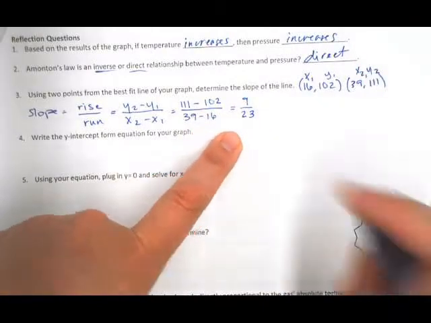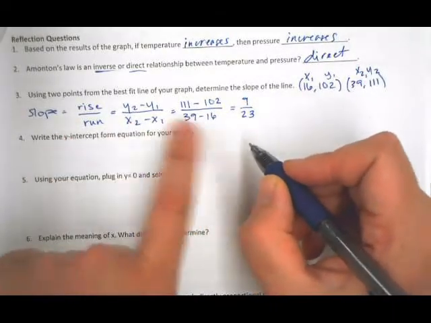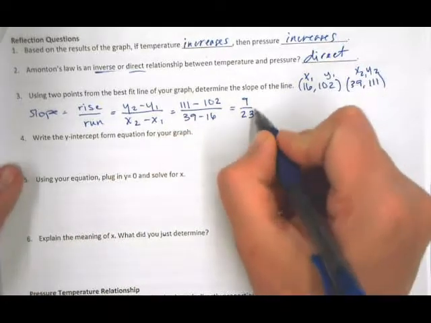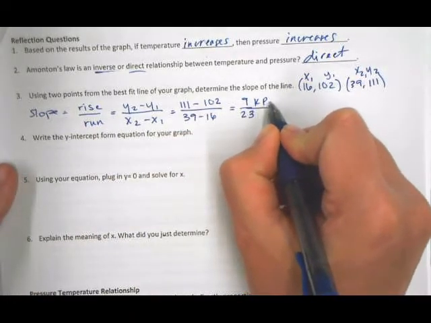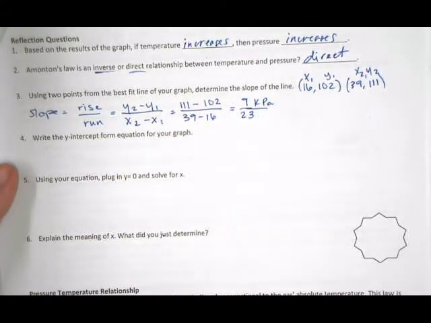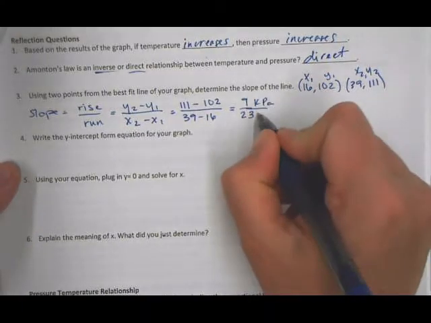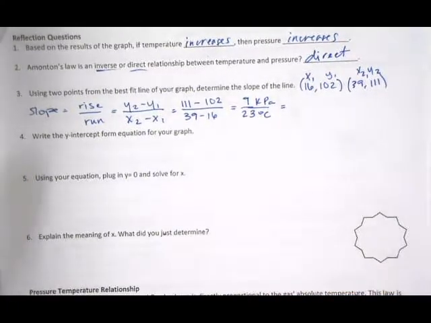And then don't forget that there were units on these. So the rise was my pressure, and we measured those in kilopascals. And on the run, which was the x-axis, we measured that in degrees Celsius. Right, that was the temperature.